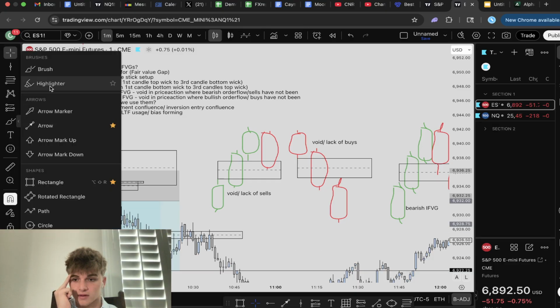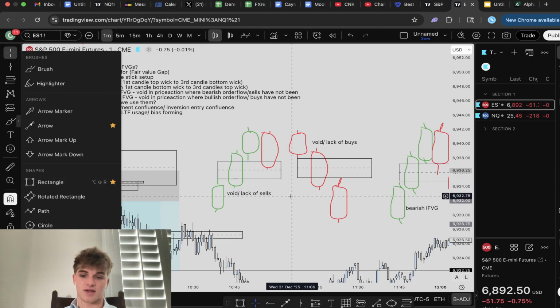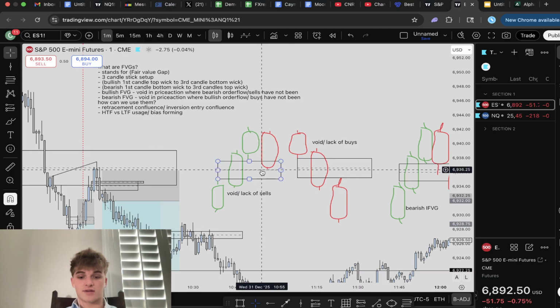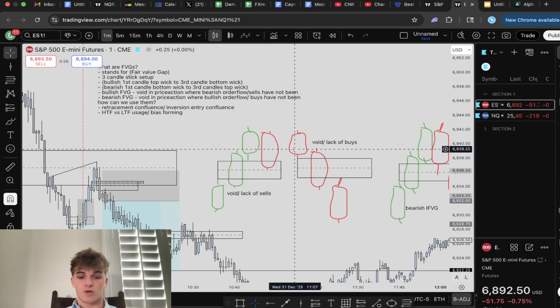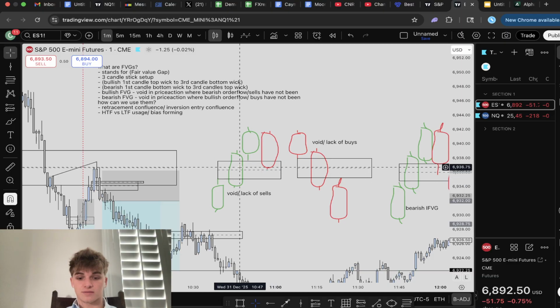I believe it's right here. Oh, just a rectangle. But yeah, you add the line. So about a 50% mark. Well, technically, it is exactly 50% of this fair value gap was wick past. And then, what are we expecting to come out of this?